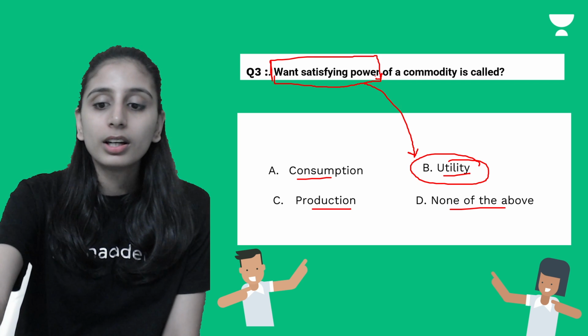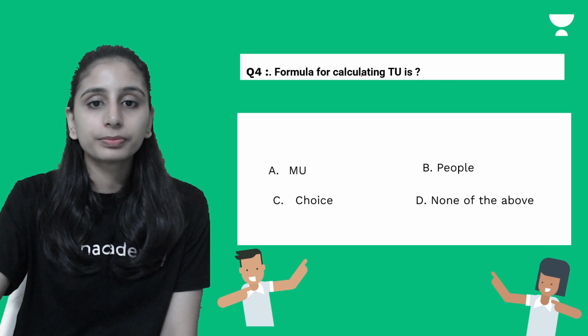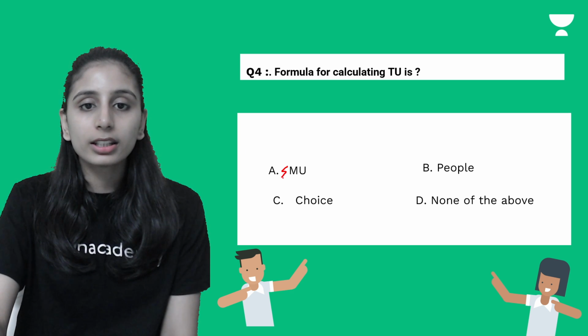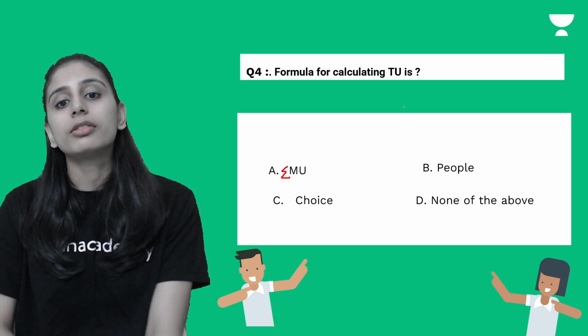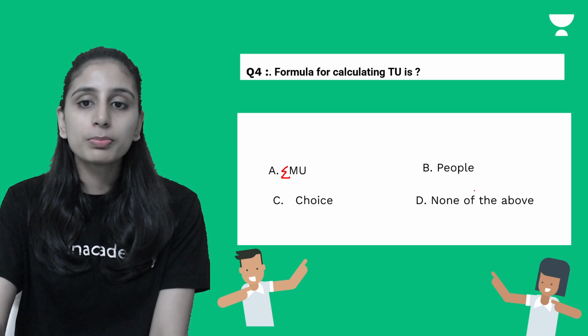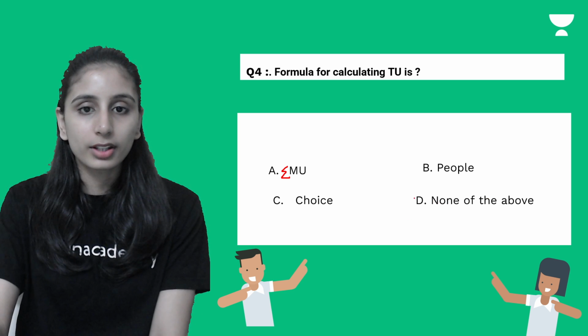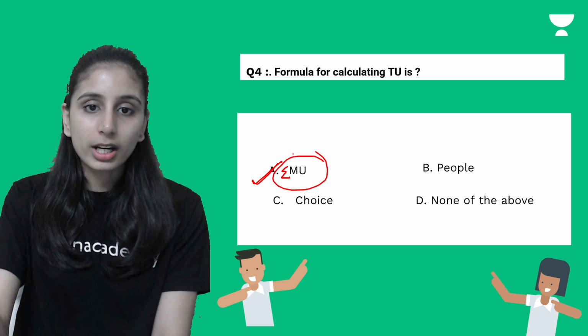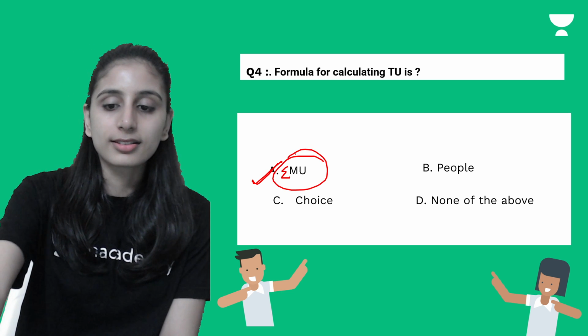Okay. Let's move on to the fourth question: the formula for calculating TU. Is it sigma MU, people, choice, or none of them? The correct answer is A. I forgot to write the summation, so it is clear that the correct answer is this.